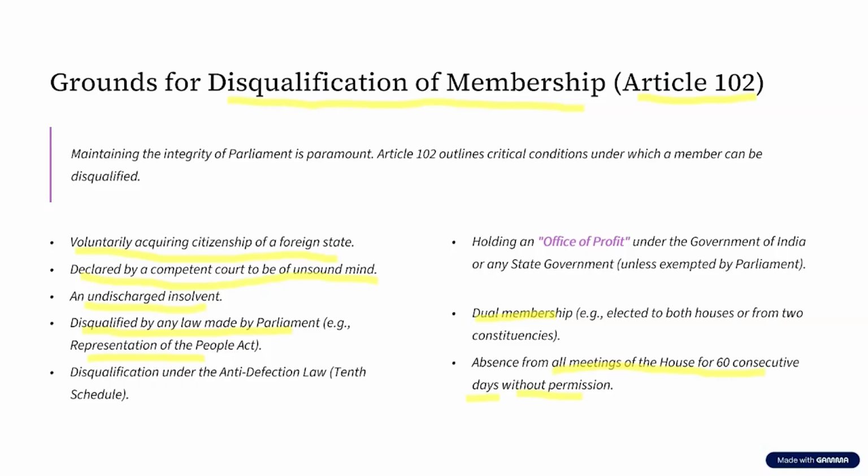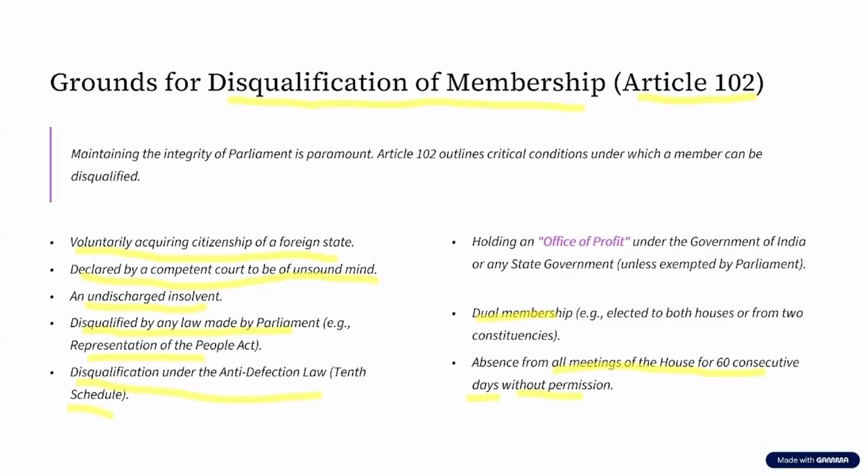Now, then there is something called the 10th Schedule or anti-defection law. Now, what is this anti-defection law? We will be discussing it in detail in our coming videos, but just for your understanding, in India, when an election is held, generally people elect a candidate not based on their individual merit. Rather, it is mainly based on the party to which this candidate belongs. Now, let us assume a candidate wins from party X. After some time, he jumps to another party.